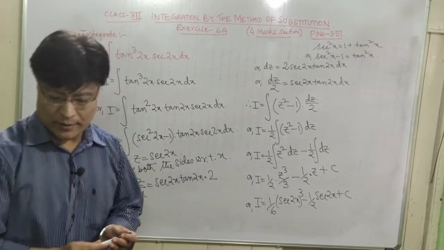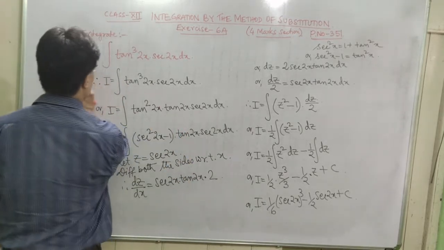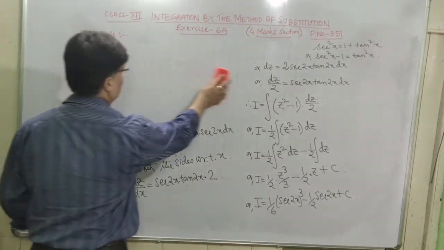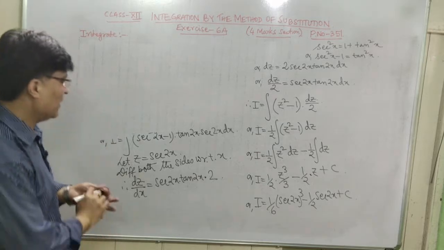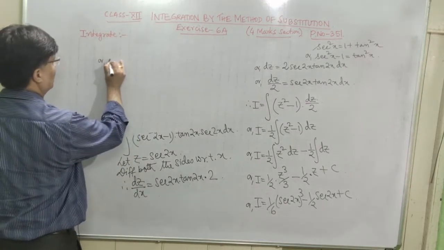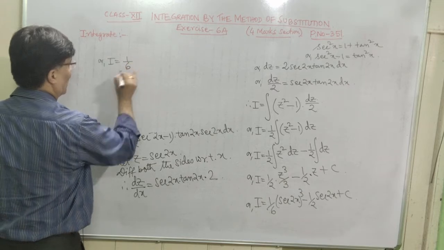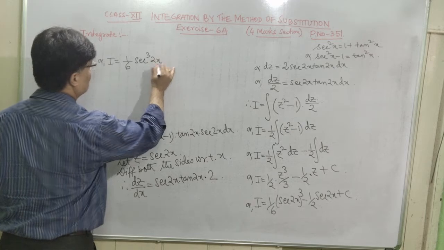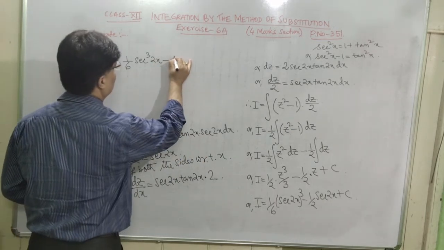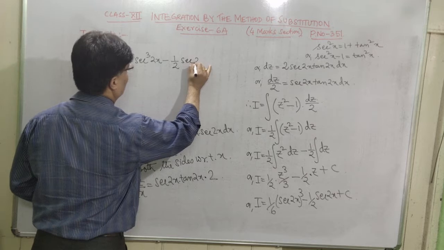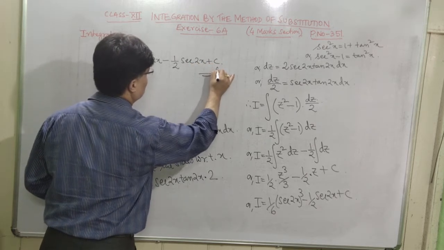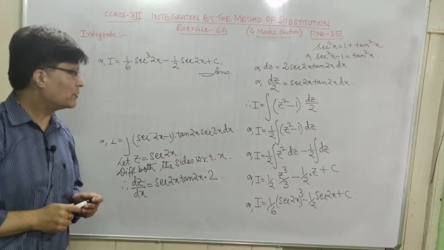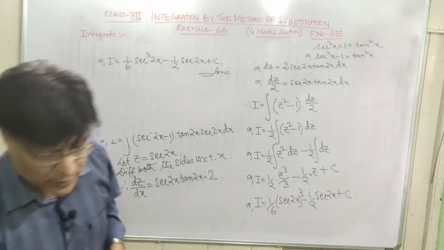Is that clear now? So now the final step is, you can simplify it further. The final answer is, or I is equal to 1 by 6. What is sec 2x whole cube? It is sec cube 2x, then minus half sec 2x plus c. So this is the final answer. So I think you have understood it. So you can copy it. Now we'll do the next question.